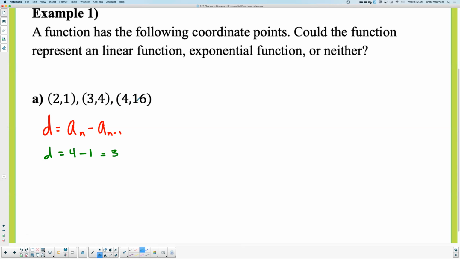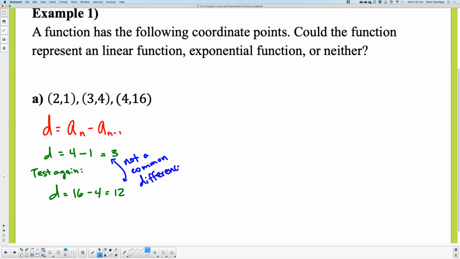Now, let's test again. If I test again, will I get 3 if I take 16 and I subtract 4? Okay, so is this common? No. Not a common difference. So it's not arithmetic, or in that case, it's not linear.